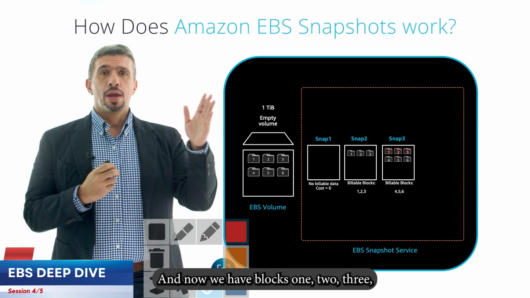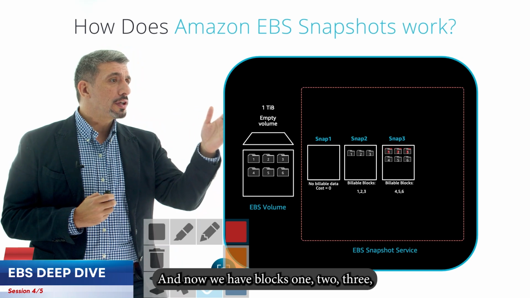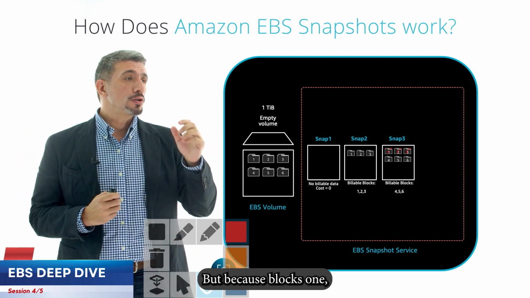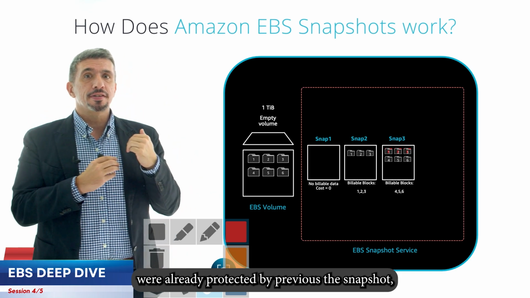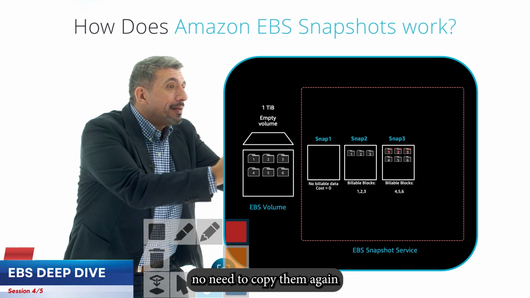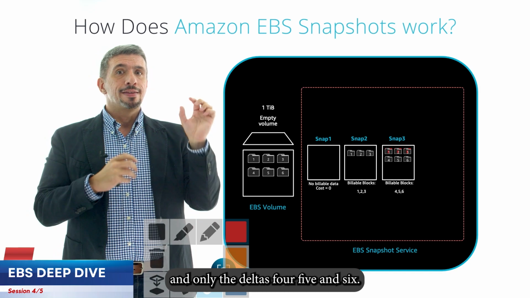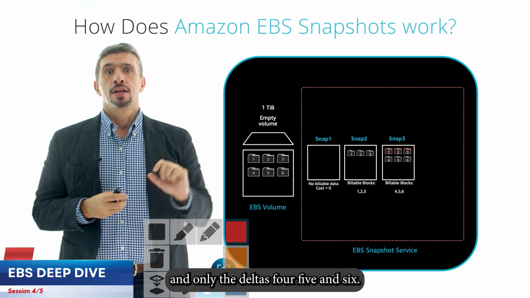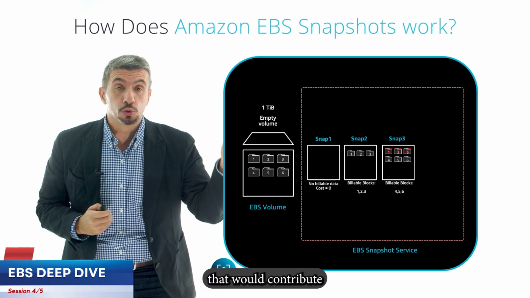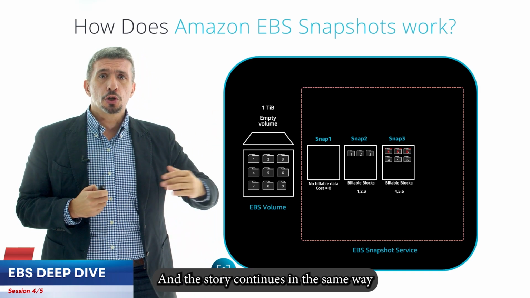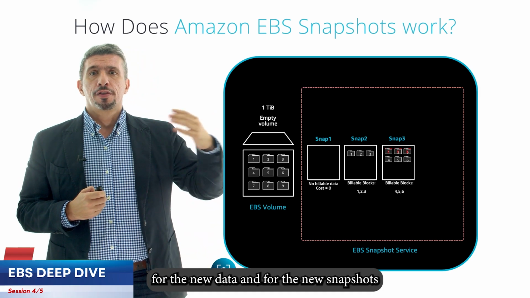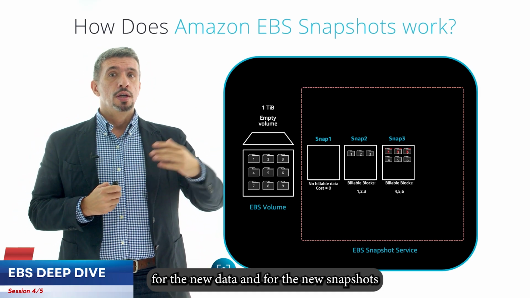Now we have blocks 1, 2, 3, 4, 5, and 6. But because blocks 1, 2, and 3 were already protected by a previous snapshot, there is no need to copy them again. Only the deltas, blocks 4, 5, and 6, will contribute towards the size of my new snapshot. And the story continues in the same way for new data and new snapshots.